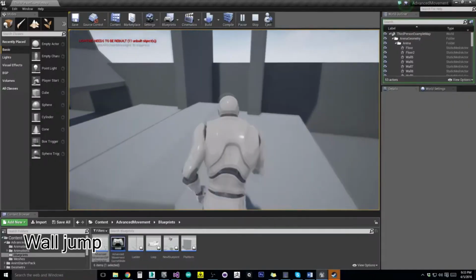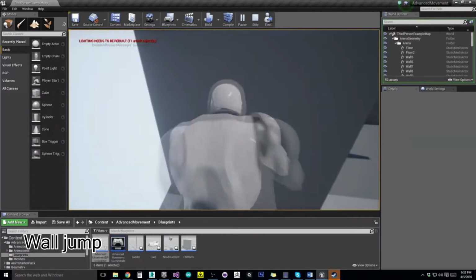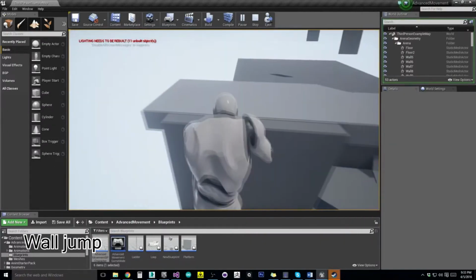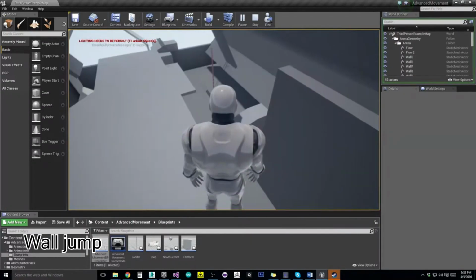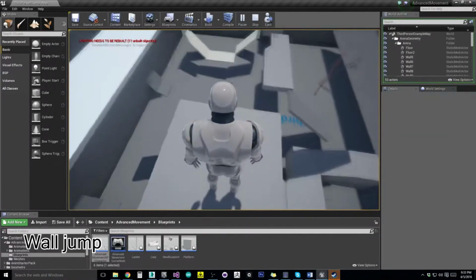Here we have wall jump. That's nothing too complicated, just allowing the character to jump again after they've detected a wall impact, but the jump vector takes the wall surface into account instead of being straight upwards.